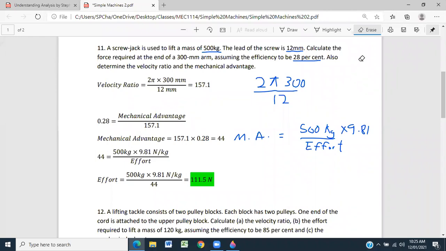Yes, John. Question. Yep, go ahead. The mechanical advantage is equal to 44, right? And I see 44 equals 500 kg times 9.81 over effort. But then in the next slide, I see the 44 switch with the effort. Why? Okay, all right. Let's go through it.